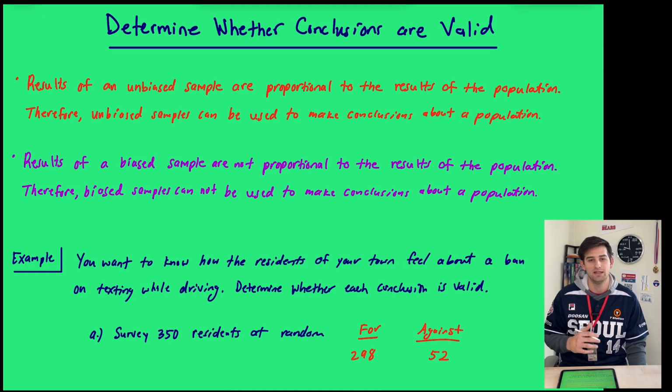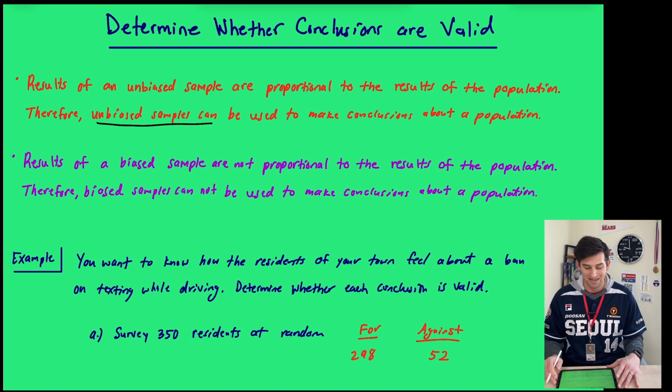In a previous video in this playlist where we were talking about statistics, we made a video distinguishing between biased and unbiased samples. And we said unbiased are going to be those samples that give an accurate representation of our population. It's random enough, it's large enough to give us good results. So those are the types of samples that we would want to use to determine a valid conclusion. So that's what we see here in red. It says results of an unbiased sample are proportional to the results of the population. Therefore, unbiased samples can be used to make conclusions about a population.